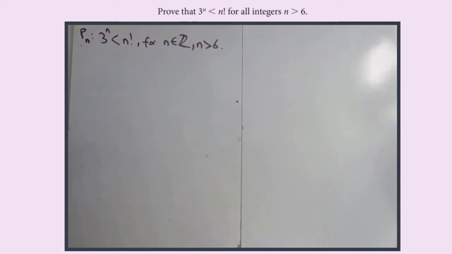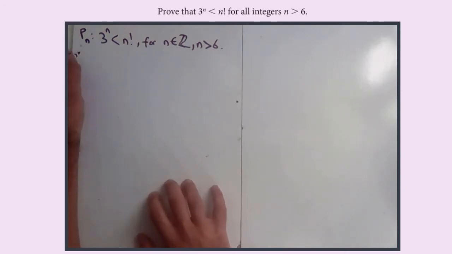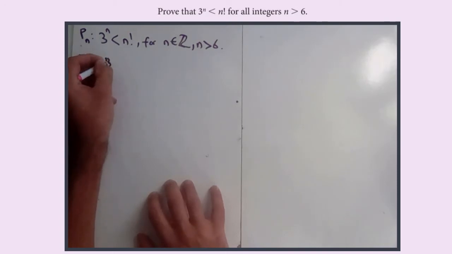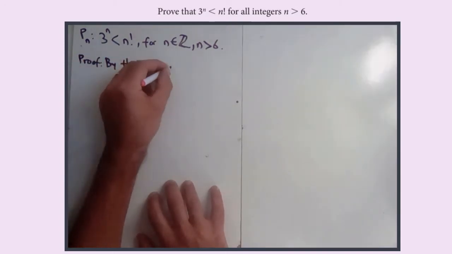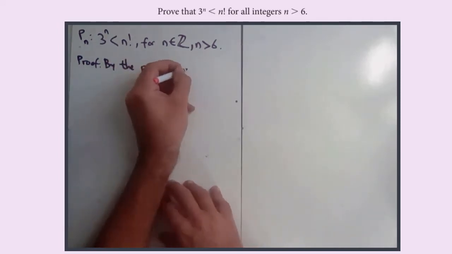Right, so that's what we're trying to prove, and then we need to say proof, and we need to say that we're doing it by the principle of mathematical induction. So proof by the principle of mathematical induction.